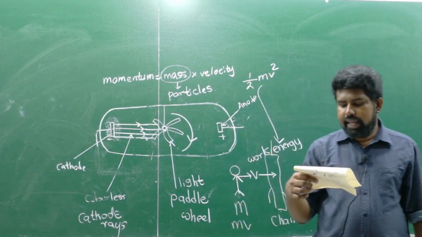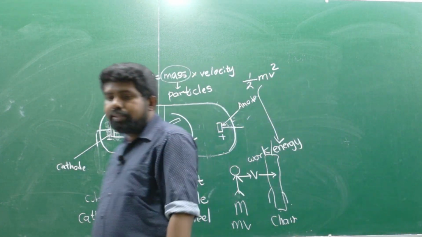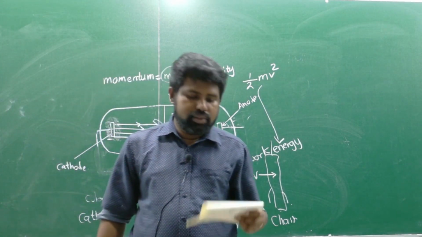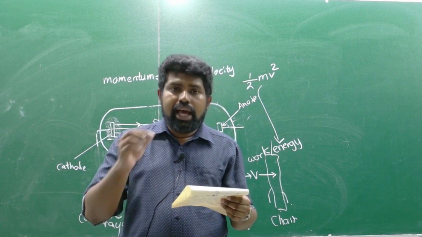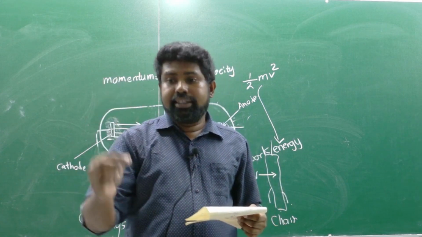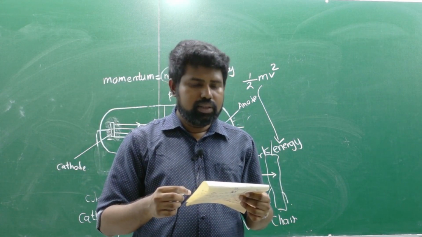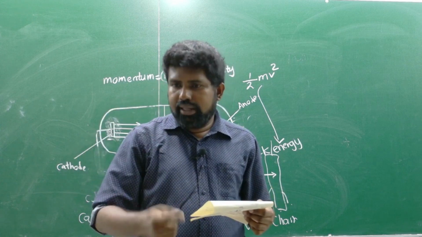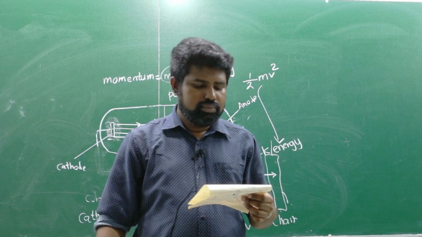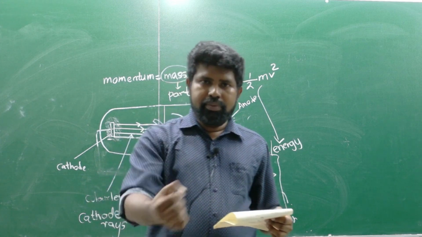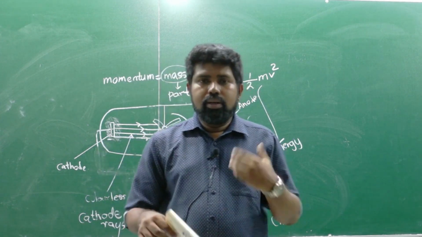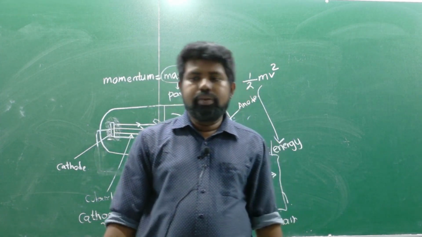As cathode rays have a mass, and can do work by rotating the paddle wheel, it confirms the particle nature of cathode rays.